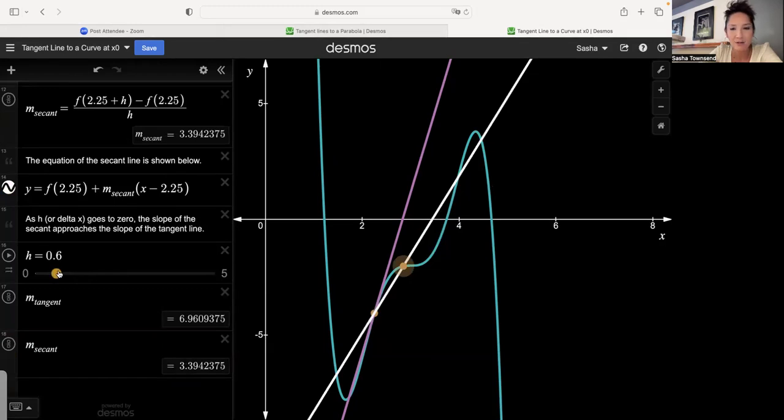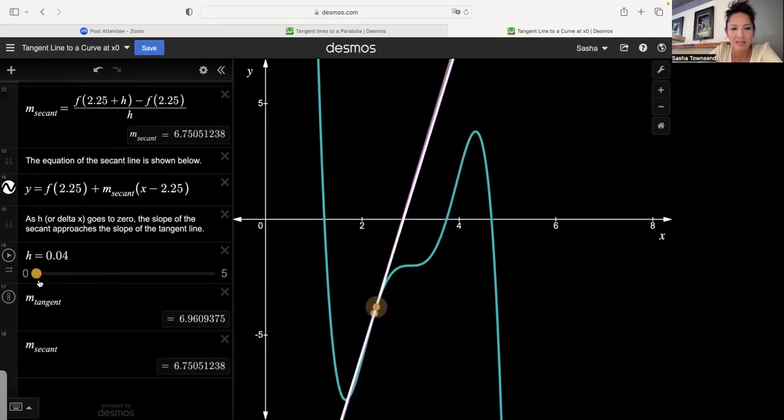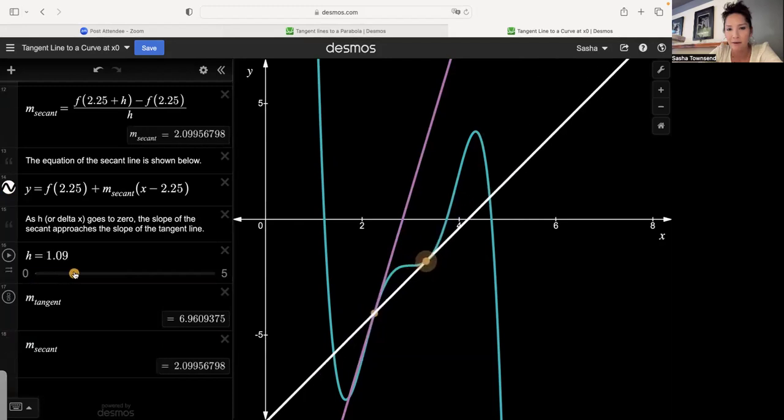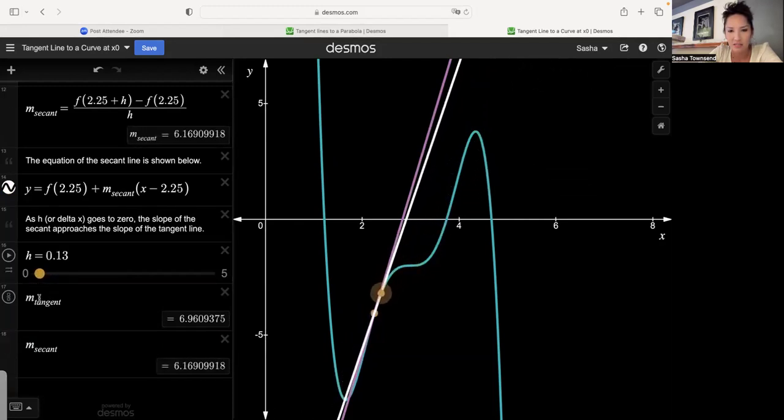And then as h goes to 0, you can see that the slope of the secant and the slope of the tangent are almost identical. Now, h can't be 0. If h were equal to 0, we'd be dividing by 0, and that's not allowed. So the slope of the secant is undefined. But as h gets very, very close to 0, we see that the slope of the secant approaches the slope of the tangent. So those are the same things.